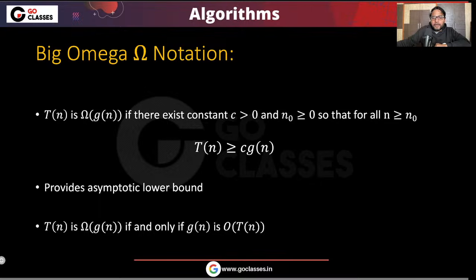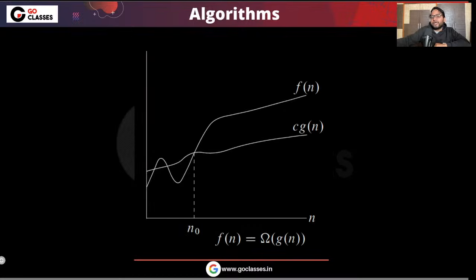Now let's just see big omega notation. Big omega notation and big O notation are both similar. Here the only difference is greater than or equal to. Earlier we were having less than or equal to. If we are saying f(n) is big omega of g(n), then what does this mean?